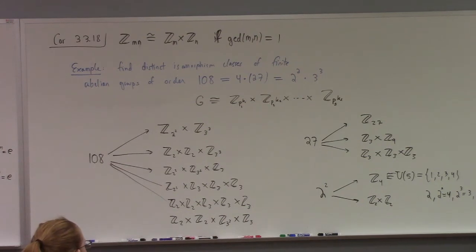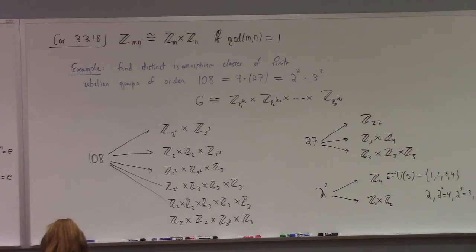That proves that U5 is up to isomorphism Z4, because it has an element of order 4, right? Does Z2 cross Z2 have an element of order 4? No, it does not. It has 3 elements of order 2, and it has the identity. All right?